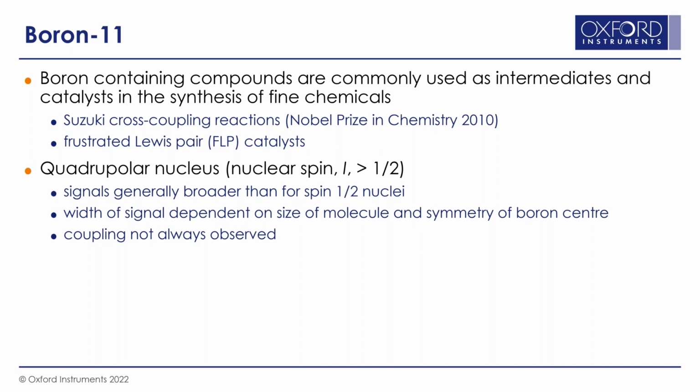Without going into the quantum mechanical details, there are some major observable differences in NMR spectra of quadrupolar nuclei compared with the spin-half nuclei we've already looked at. The first is that in general, the line width of the peaks will be broader, with the width of the peaks very dependent on both the size of the molecule and the symmetry of the boron center. The second feature of note is that J coupling is not always observed for quadrupolar nuclei.